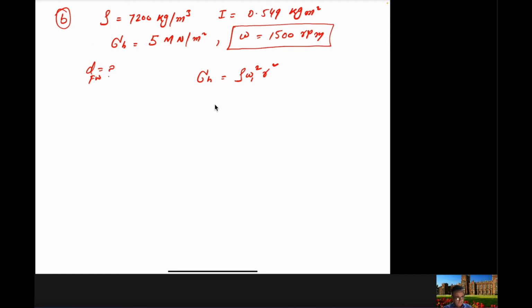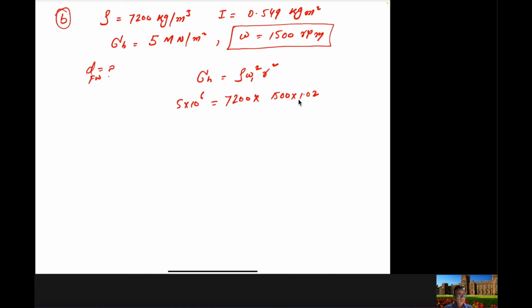So sigma h is given, which is 5 megapascal, so you will multiply it with 10 power 6. On the right hand side you have a density, which is 7200, and you have omega 1, which is 1500, and then you will multiply this with 1.02. So this means that it is 2% higher than the mean speed, because what we were given is that the engine can go up to a speed of plus minus 2. So this is the speed fluctuation.